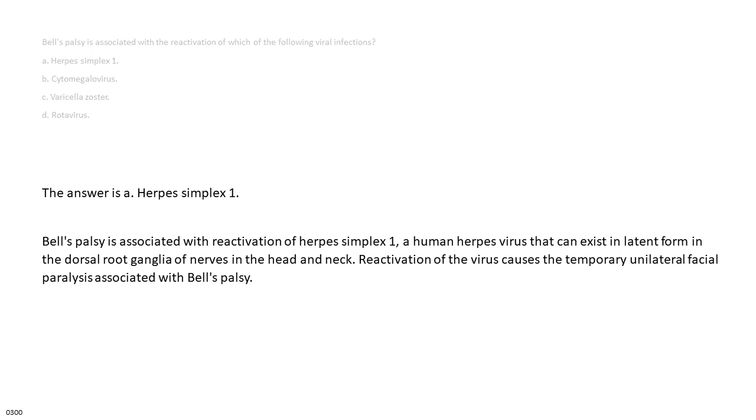The answer is A. Herpes simplex 1. Bell's palsy is associated with reactivation of herpes simplex 1, a human herpes virus that can exist in latent form in the dorsal root ganglia of nerves in the head and neck. Reactivation of the virus causes the temporary unilateral facial paralysis associated with Bell's palsy.